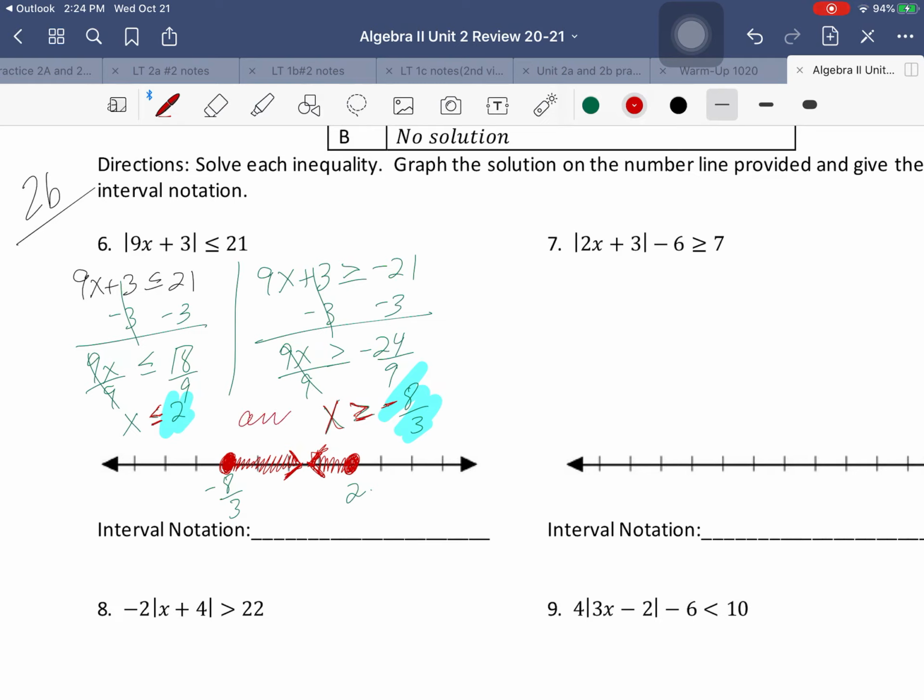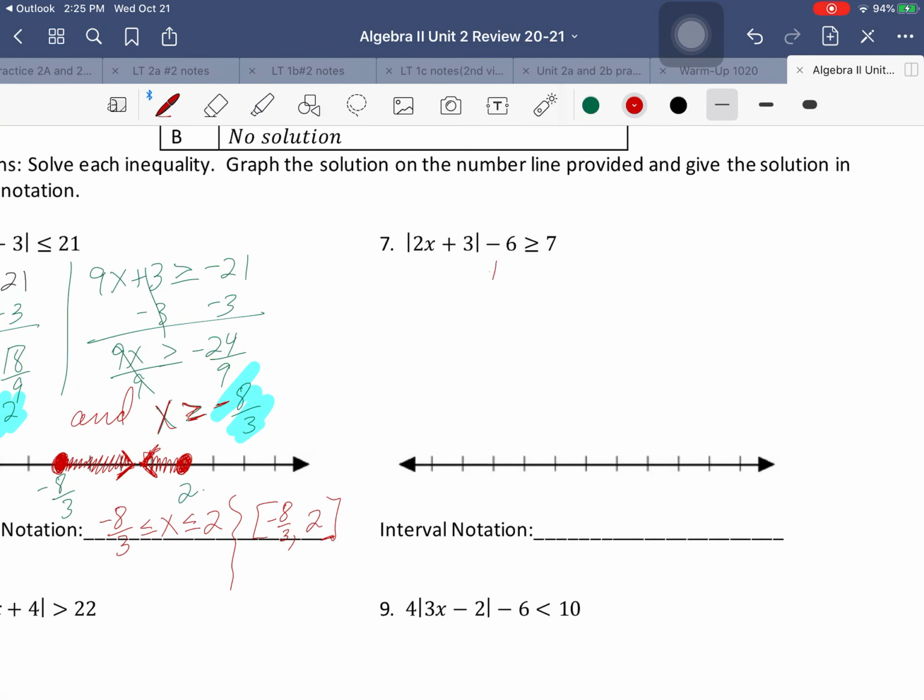This is an and statement. So I want to write it and. So you can write it two ways. You can go -8/3 is less than or equal to x, which is less than or equal to 2. Or you can write it as interval notation, -8/3, comma, 2. Either way is correct.